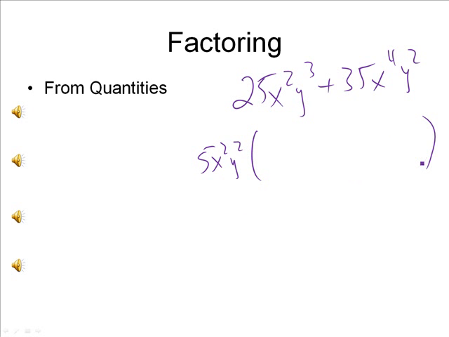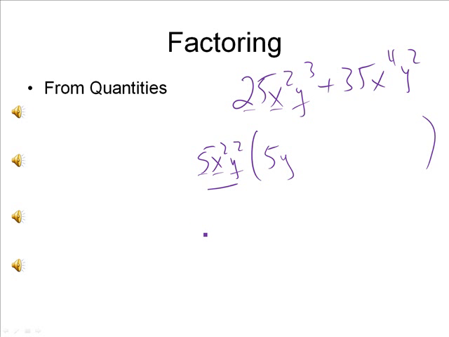It might help to remember that factoring is a form of division. We are dividing this out, but we're not throwing it away. We're going to divide it out and put it out here on the left-hand side. So we're going to divide it out of each term. 25 divided by 5 leaves us with 5. x squared divided by x squared is 1, so we don't have to write the 1. y cubed divided by y squared is going to leave us with a y.